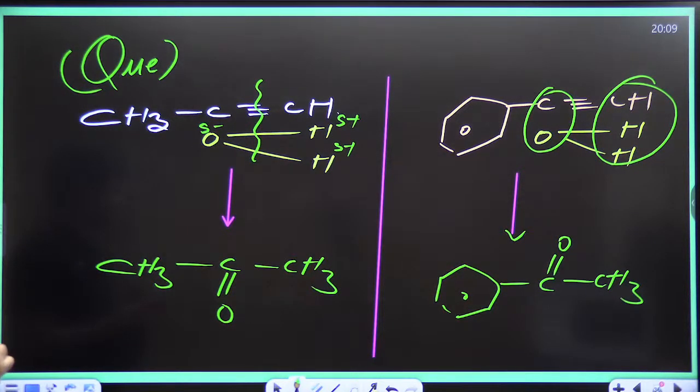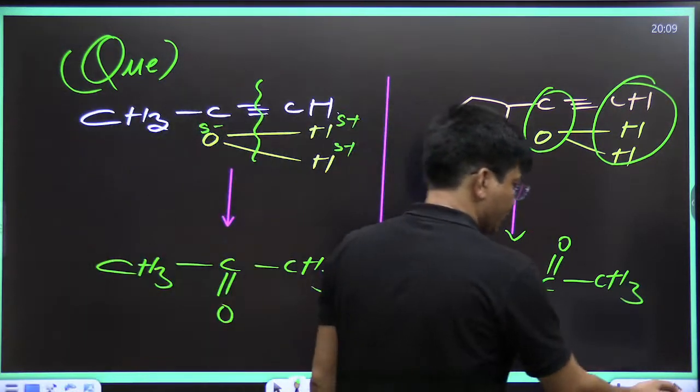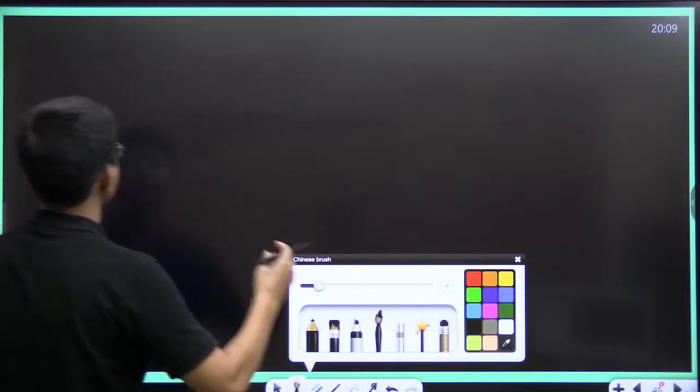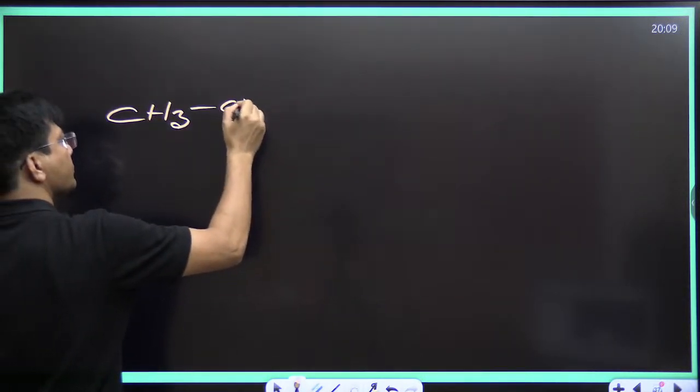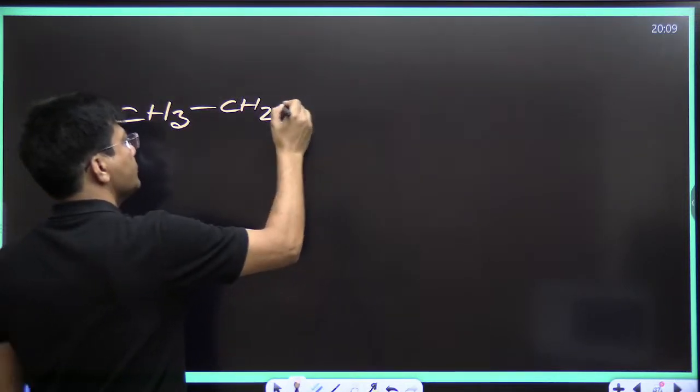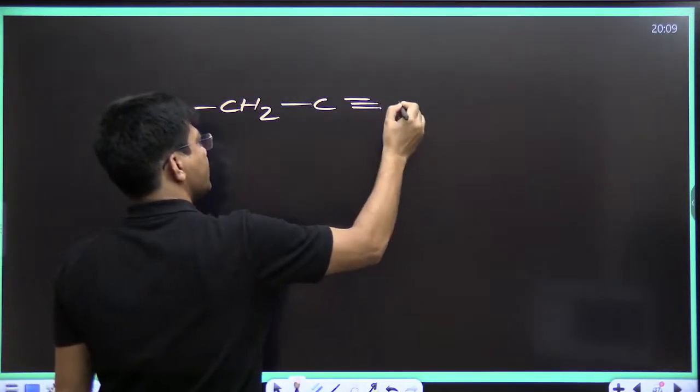Okay, let me tell you once more. Don't worry. See, if the examiner is going to give you a question like this, everyone see to it. Suppose this is the question: CH3, CH2, C triple bond CH.